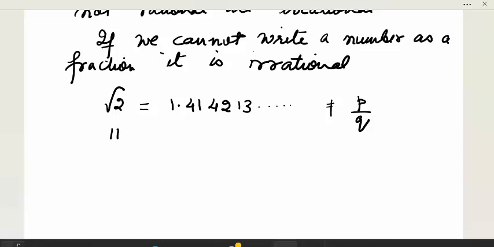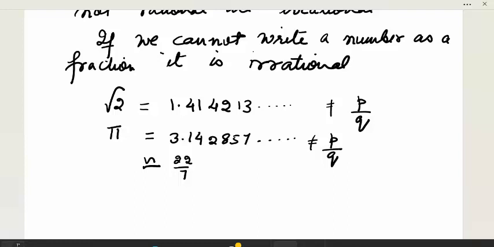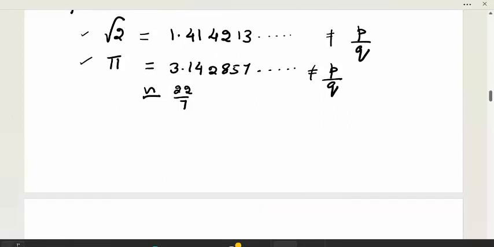Take the case of pi. Now, we say that pi is 22 by 7, but that is not correct. Pi, you know, is 3.14159, it goes on. So writing this as a fraction p by q is also not possible. We say that pi is 22 by 7, but it is not equal. It is approximately equal to that. So whenever it is not possible to write any number like root 2 or pi as a quotient or as a fraction, we say that the number is irrational.